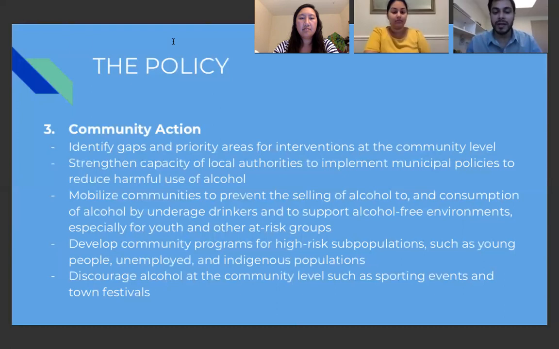alcohol by underage drinkers, and to support alcohol-free environments, especially for youth and other at-risk groups, developing community programs for high-risk subpopulations such as young people, adolescents, unemployed, and other indigenous populations, discouraging alcohol at the community level, such as sporting events and town festivals where excessive drinking is usually rampant.